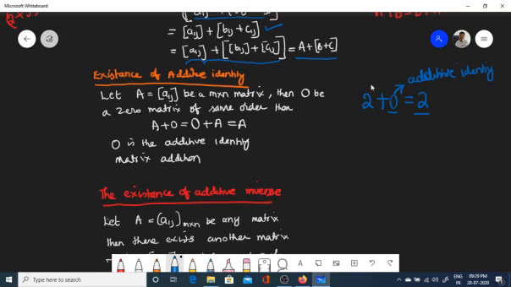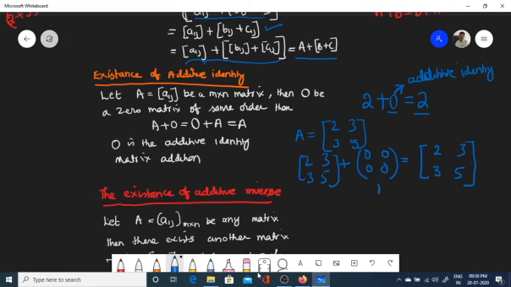Suppose we take a matrix A as 2 3 3 5. Then to A plus, which matrix do we have to add? That is, we have to add 0 0 0 0. And if we add, A plus this, 2 3 3 5 plus 0 0 0 0, we can write that as 2 3 3 5. So we are getting the same matrix.